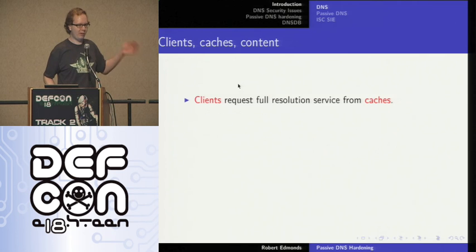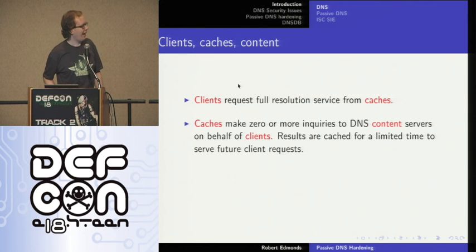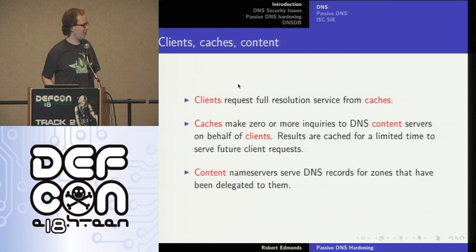Some terminology. We have clients, caches, and content. There are 3 fairly well-defined roles in the DNS. Clients request full resolution service from caches. Caches make zero or more inquiries to content servers on behalf of clients, and the results are cached. And we have content name servers, which serve the DNS records that have been delegated to them.